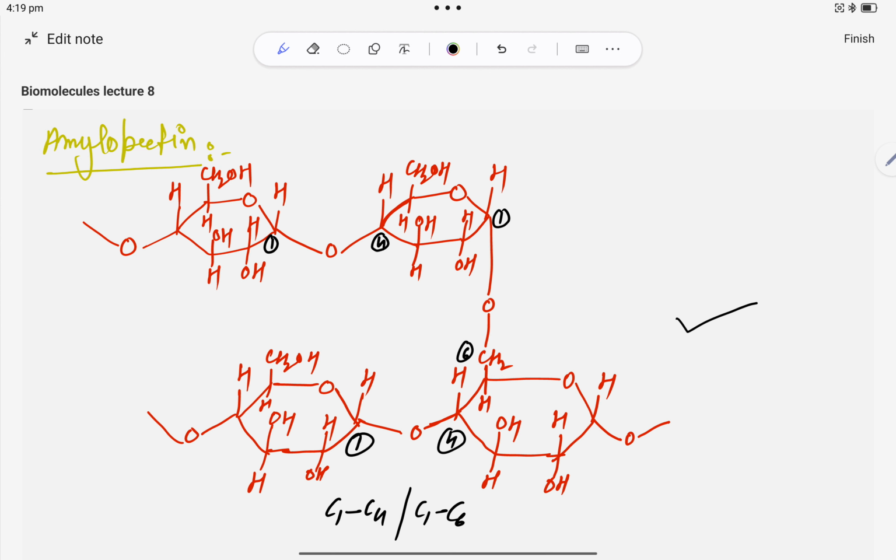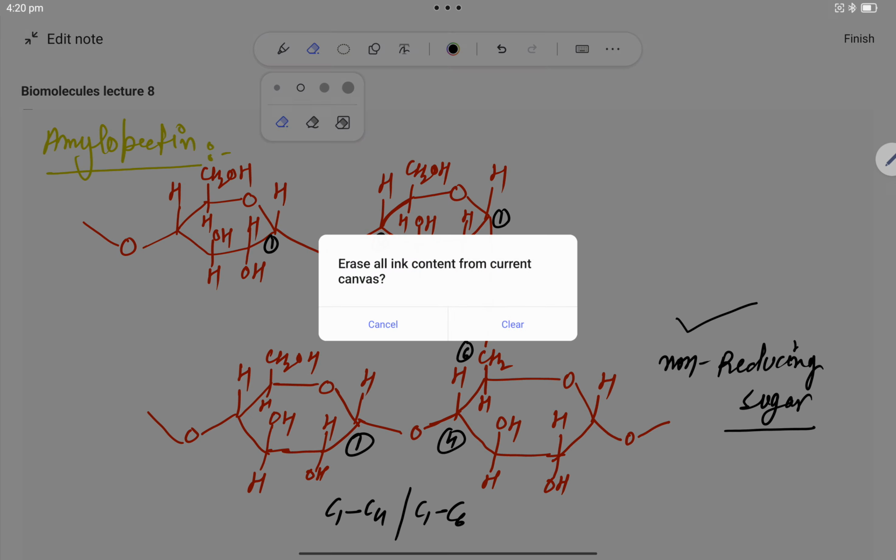Okay, so tell me, is amylopectin a reducing sugar or a non-reducing sugar? It is a non-reducing sugar, because no hemiacetal formation is there. Okay, so this is all about amylopectin, and it is completed now.